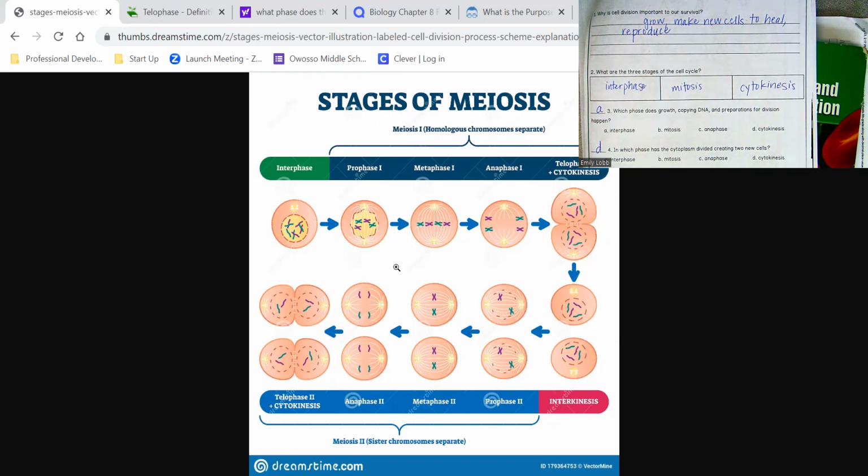Seriously, what is number 8? I think number 8 is number 2. Number 8 looks like one of the choices on the bottom of this. What's number 1? It looks like they're not in the middle. They're being pulled apart. It's metaphase 2. Number 9 looks like one on the top where they're all lined up. Where's number 5?